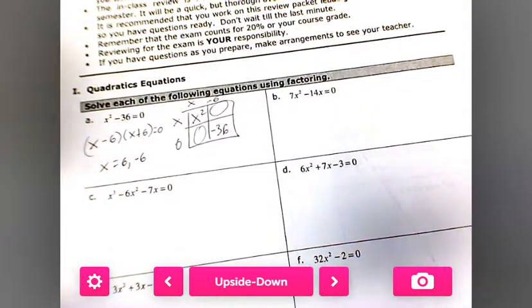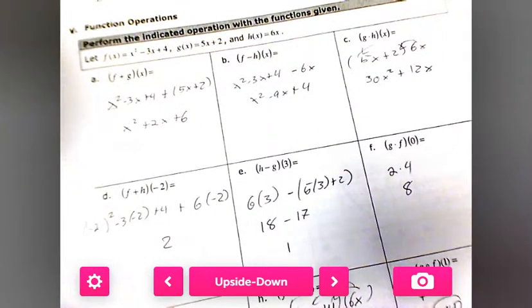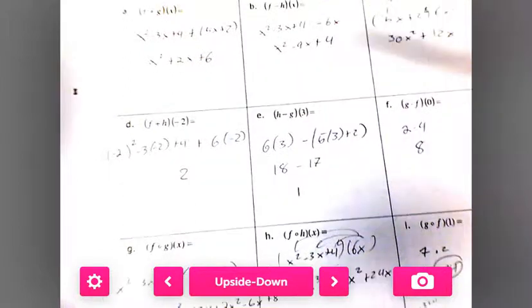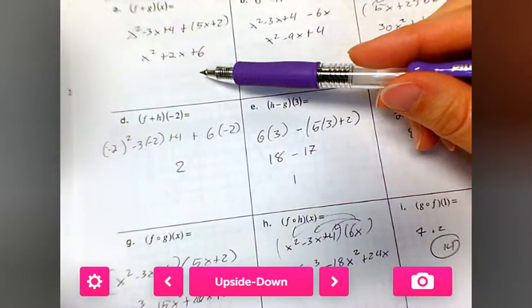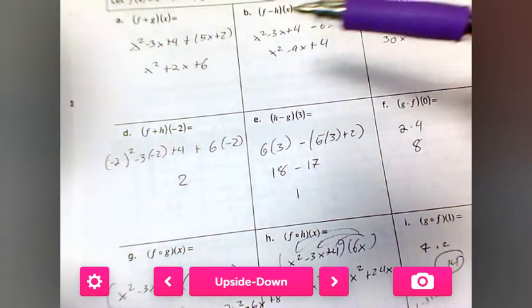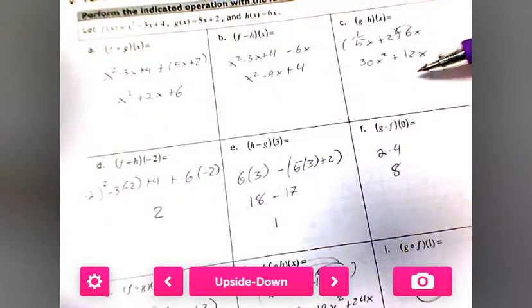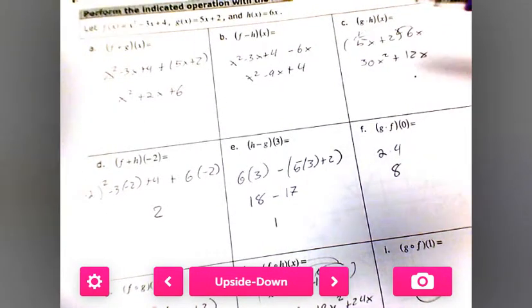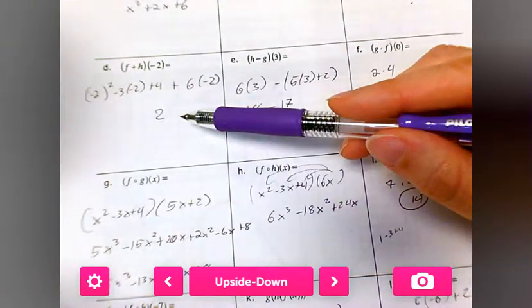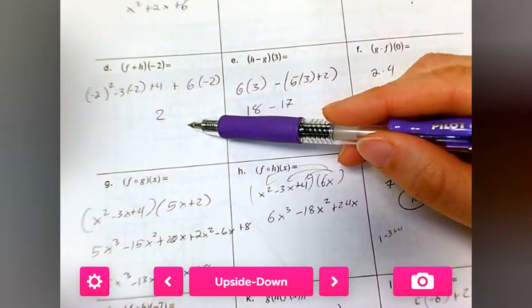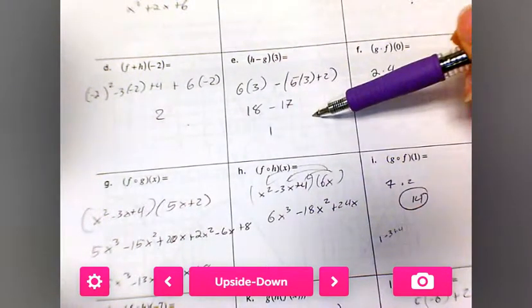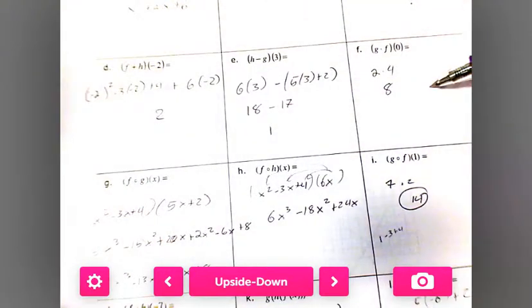Again, the back of this page you did not have to do. And we're moving on to perform the indicated operations with the functions given. A is x squared plus 2x plus 6. B is x squared minus 9x plus 4. C is 30x squared plus 12x. D is 2. E is 1. F is 8.